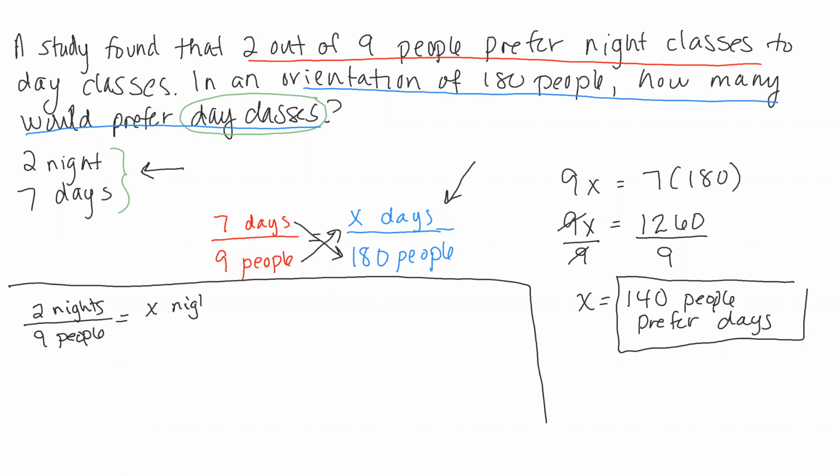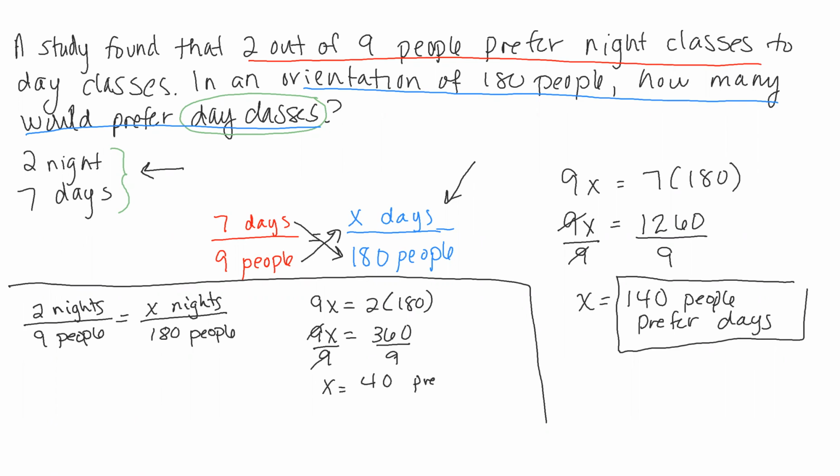So we would have x nights out of the 180 people in the orientation. We will get 9x equals 2 times 180. 9x would equal 360. Divide by 9, divide by 9. So in this particular case, the 9s again canceled, equal 1x. And then 360 divided by 9 is 40. All right, but what is this? 40 that prefer nights, but that's not what the question asked. The question asked how many prefer days. So we would have to take the 180 people at the orientation, subtract the 40 that prefer nights, and we would still get 140 prefer days.